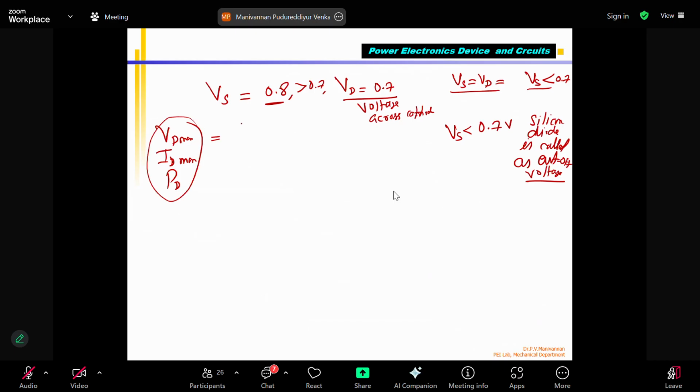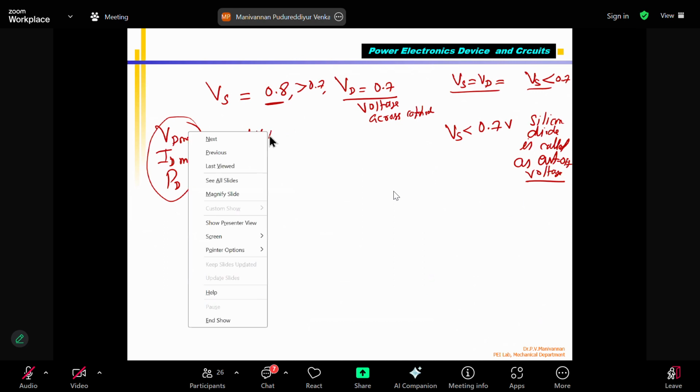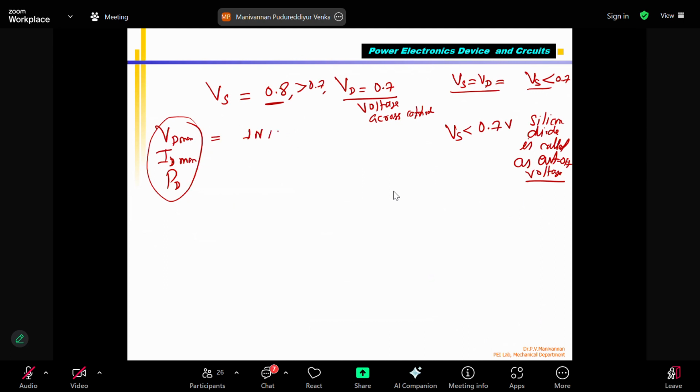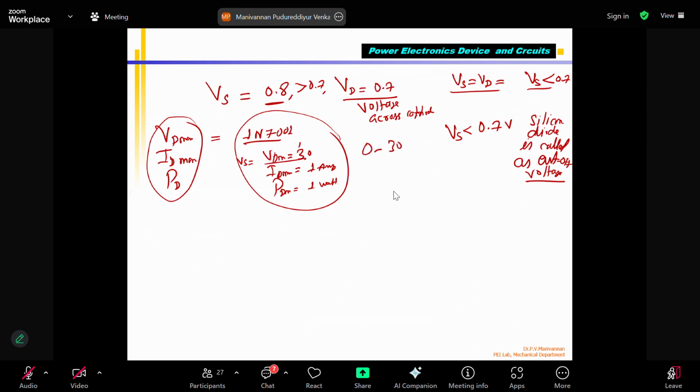VD max, for example, you take 1N7001, if I'm correct, I don't remember. For this diode, the maximum voltage VD max will be 30 volts. ID max will be, say, 1 amp current, correct? PD max can be, say for example, 1 watt. For this diode, the maximum supply voltage VS max will be equal to 30. That means you can apply 0 to 30 volts across the diode.